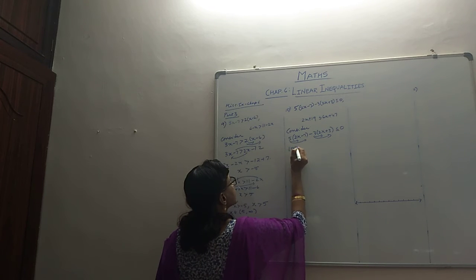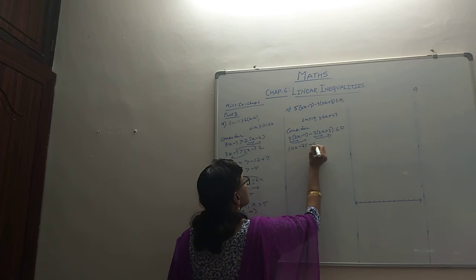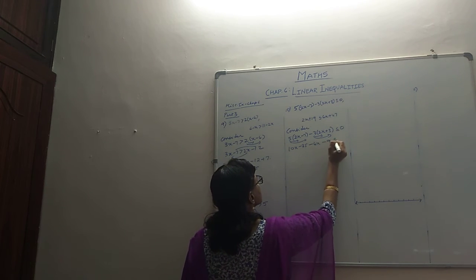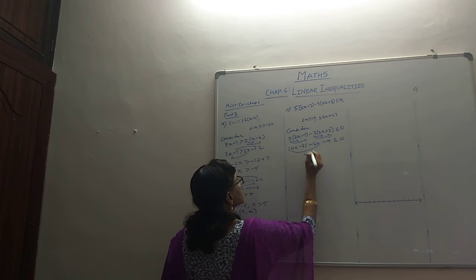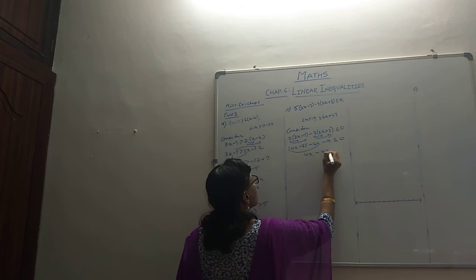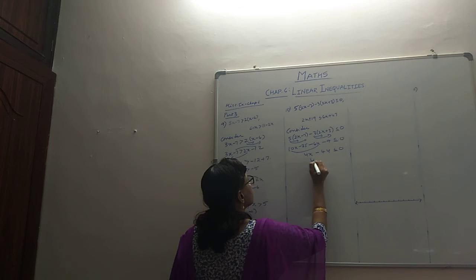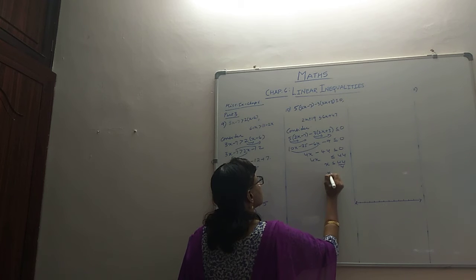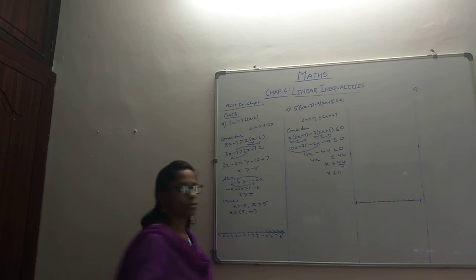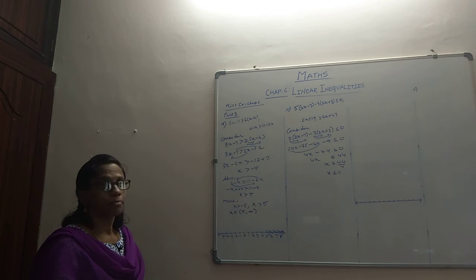It's 10x minus 35 minus 6x minus 9 less than or equal to 0. 10x minus 6x, it's 4x, and this is minus 44 is less than or equal to 0. 4x, we could have the 44 going on the other side. So x will become 44 by 4, which means x is less than or equal to 11. So that's our part 1.